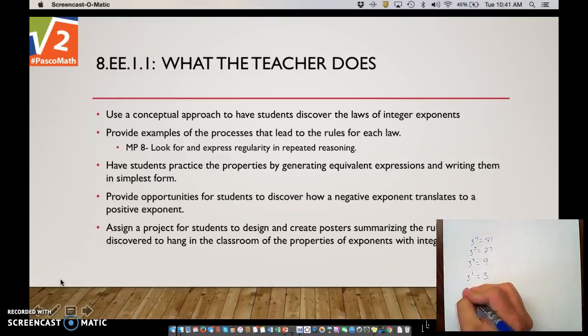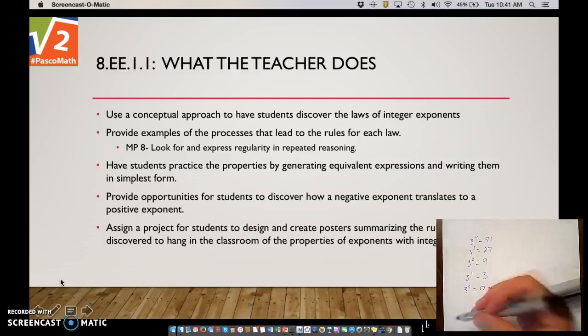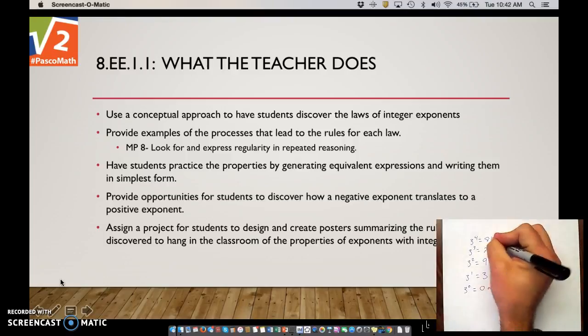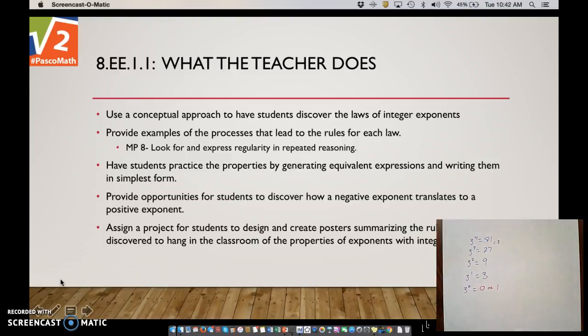And then we get to this key point here, 3 to the 0 power. Many students will say 0, and some will say 1. I get excited when students have 2 different answers out there because then we have a debate. We have a lot of conversation about what's really going on here mathematically. Allow students to grapple with it, and they'll see that there's a pattern going on here.